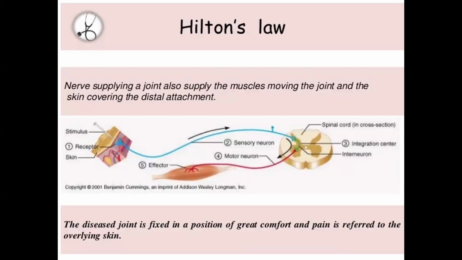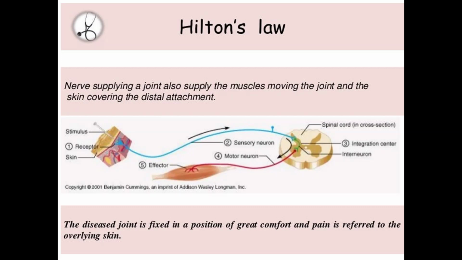Another important physiology concept here is Hilton's law. In Hilton's law, we say that a nerve supplying a joint will also supply the muscles moving the joint and the skin covering the distal attachment. What does this mean to me? It means to me that the skin, the muscle, and the joint are basically one unit.